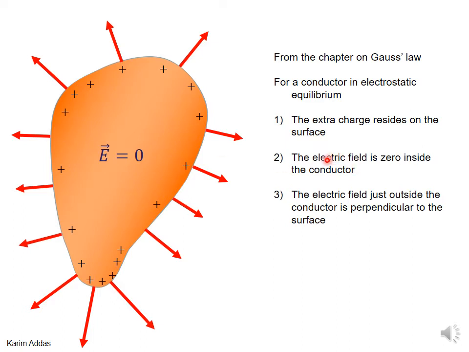Okay, second thing is the electric field is zero inside the conductor. If the electric field was not zero, then there would be charges moving, and then you wouldn't be in equilibrium. So the electric field has to be zero in equilibrium. Then the last thing is that the electric field just outside the conductor is perpendicular to the surface. We're talking about just outside, not going too far away. Inside it's zero, and just outside it's perpendicular to the surface.